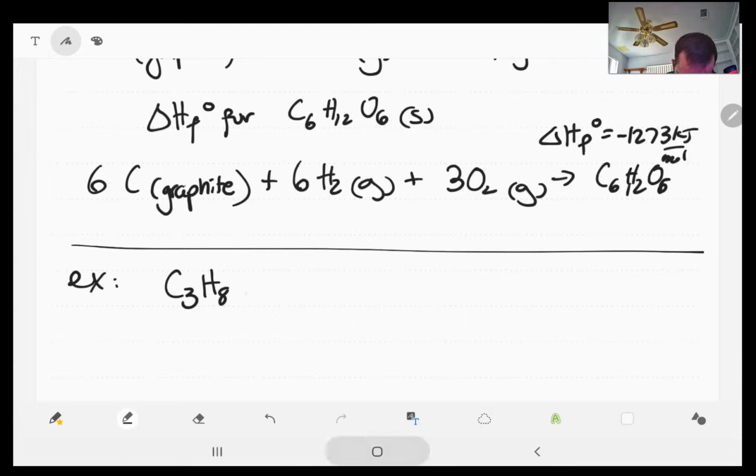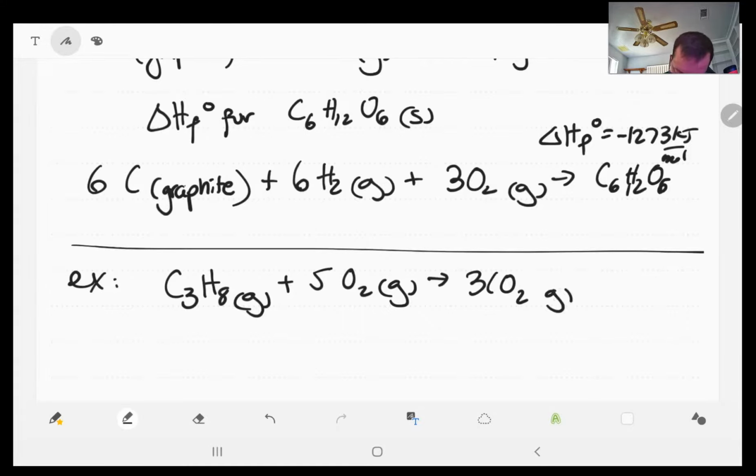C3H8 plus, how many oxygens do we have for this? 5. Three CO2s plus, what do we have? Probably 4 waters. Are we doing liquid or gas here? Liquid. Okay.